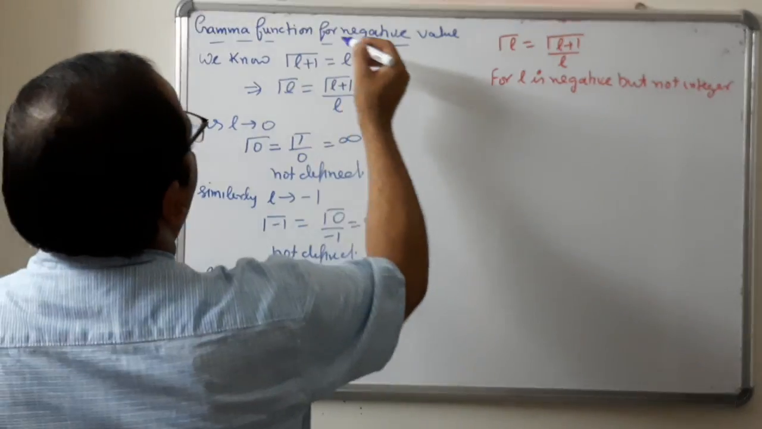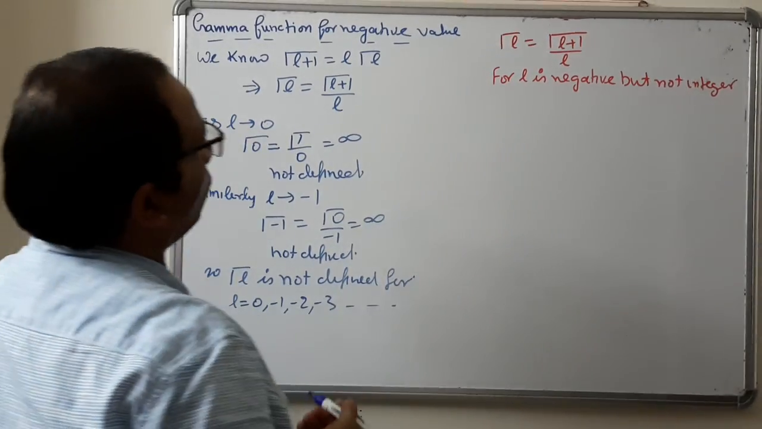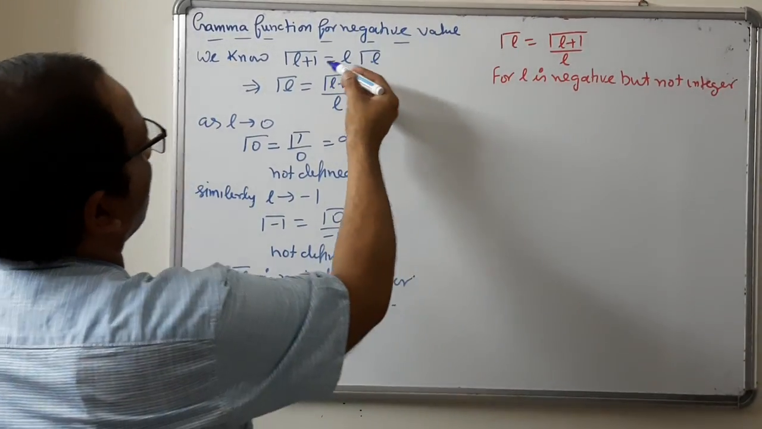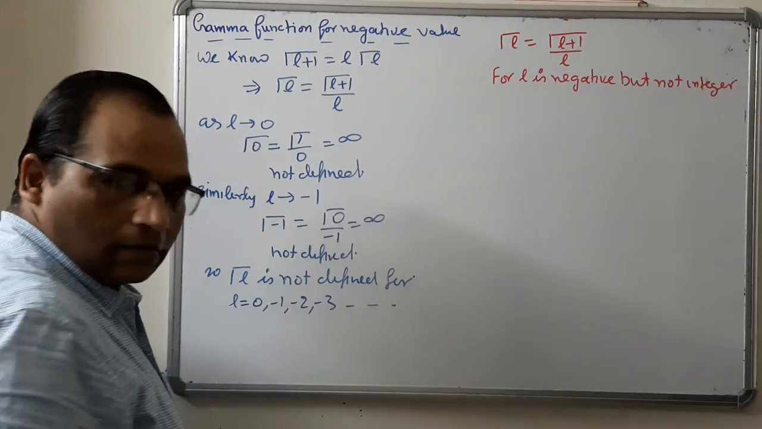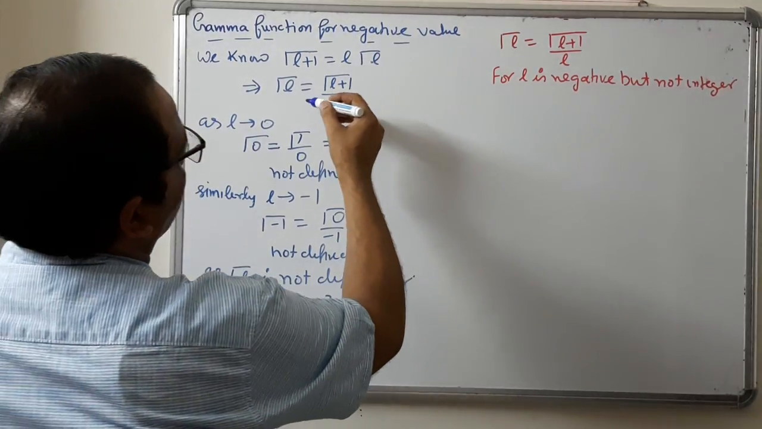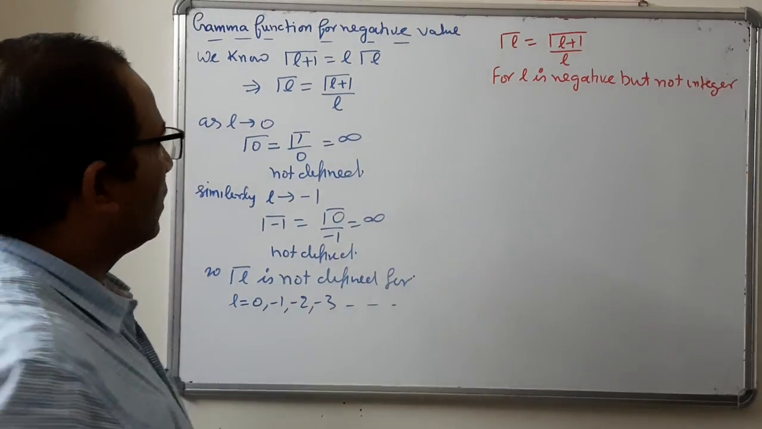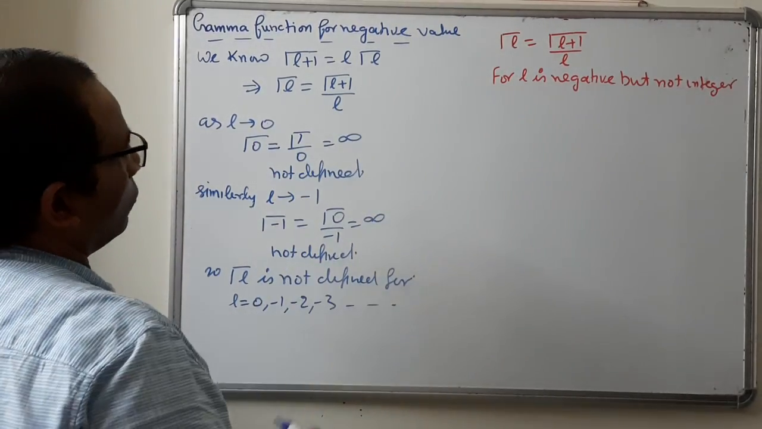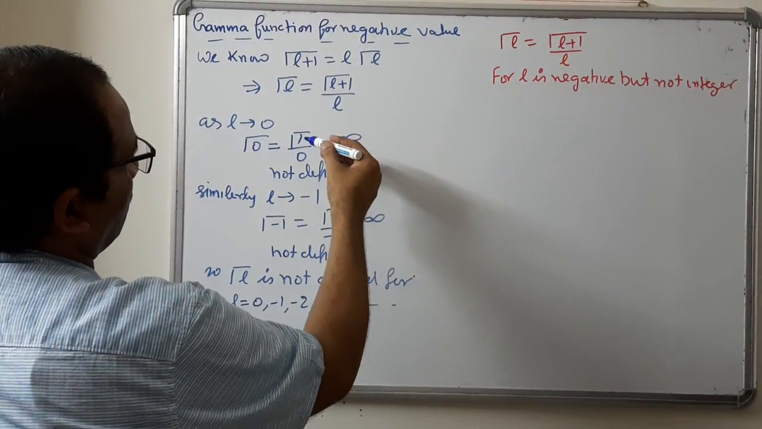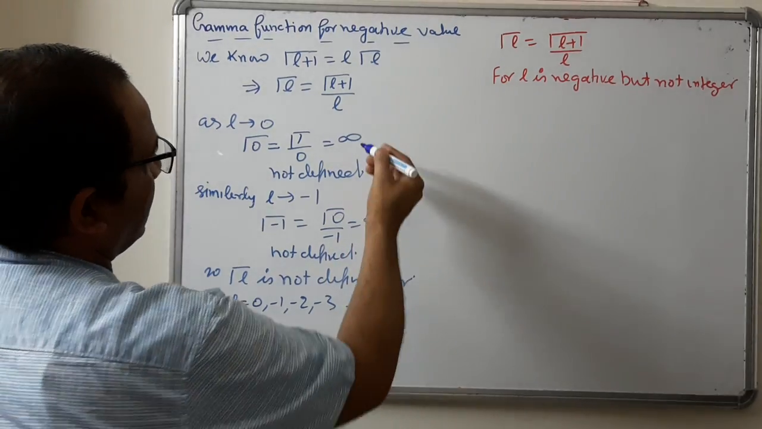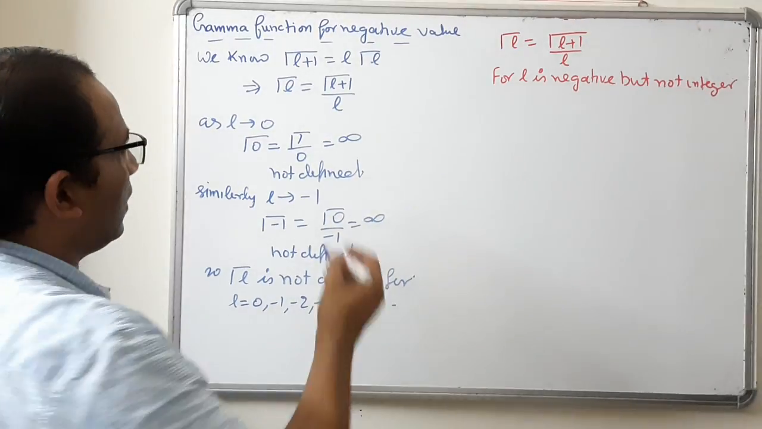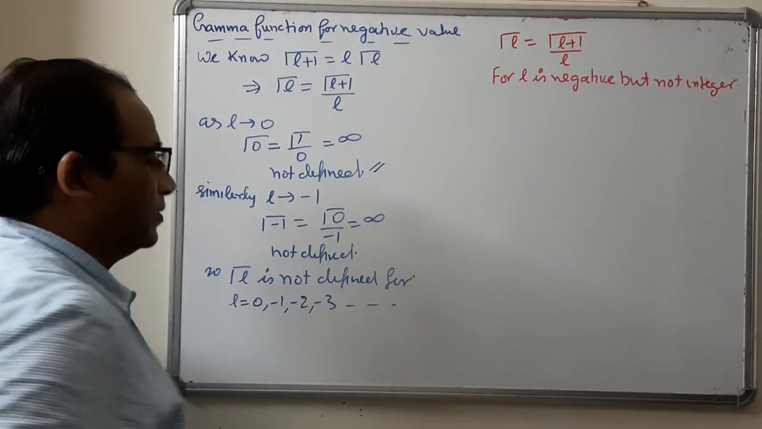Next question is gamma function for negative values. We know we proved gamma(L+1) = L gamma(L). We can write this formula as gamma(L) = gamma(L+1)/L, and we can see that when L tends to 0, the left hand side is gamma(0) = gamma(1)/0, that is infinite. So we can say gamma(0) is not defined.